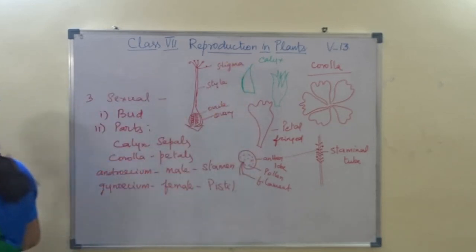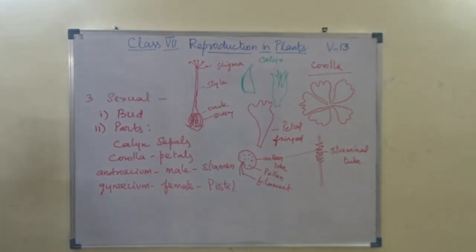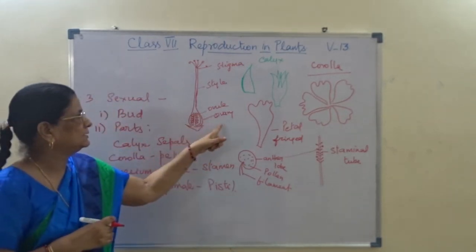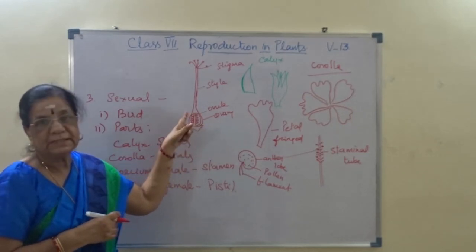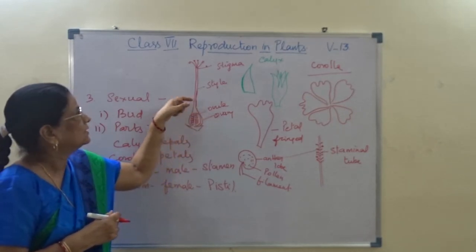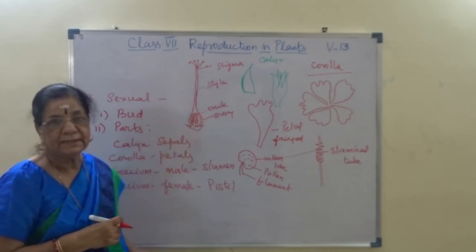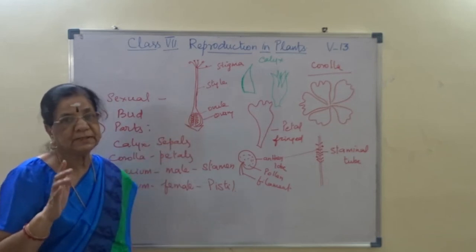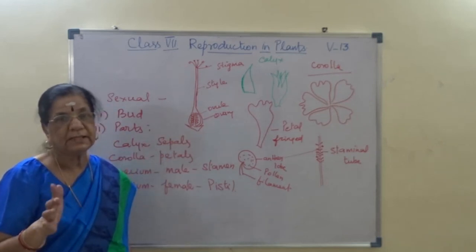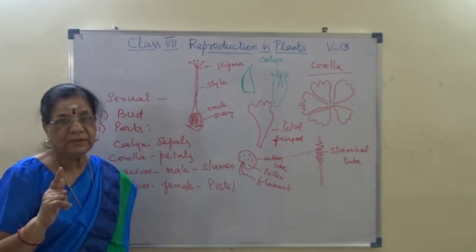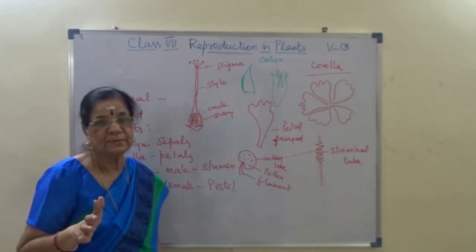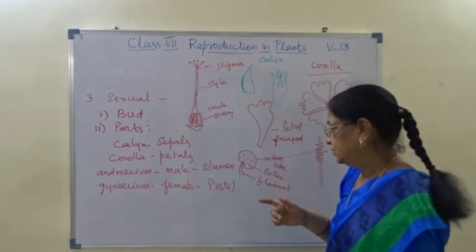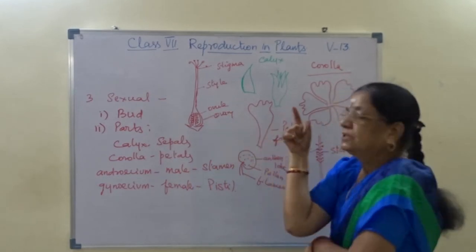I repeat, the gynoecium is also called pistil, having a basal swollen ovary. Inside that ovules are present, then a long style ending in stigma. In hibiscus, there are 5 stigmatic branches, whereas normally in other flowers the stigma will be 1. But only in hibiscus, it is 5 stigmatic branches. Okay. So now this pistil, we say ovary.